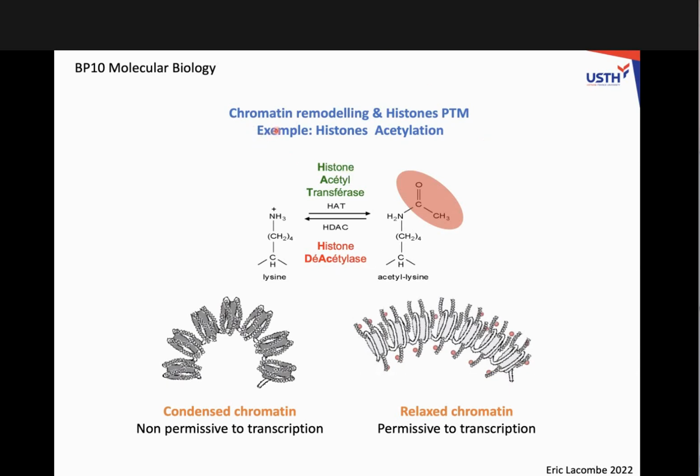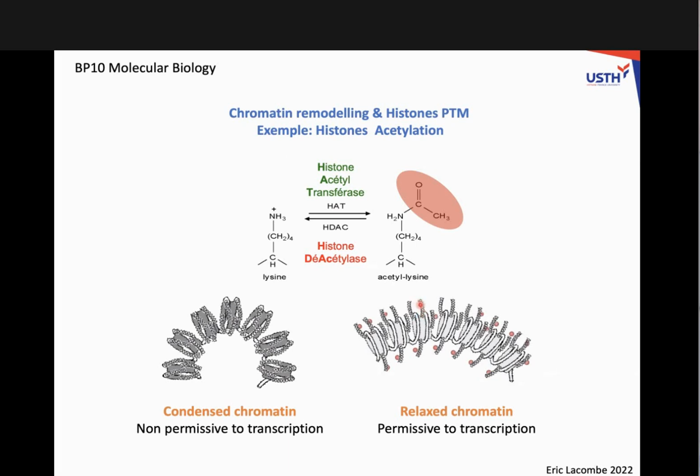So this is an example of what is happening during acetylation of histone, because I want to talk to you about the enzymes that are responsible for the transfer of this acetyl group to the lysine of the histone. So the concept is very simple. We've got the two states of chromatin at the bottom, the condensed chromatin, non-permissive to transcription, and the relaxed chromatin, which is permissive to transcription. So heterochromatin, euchromatin.